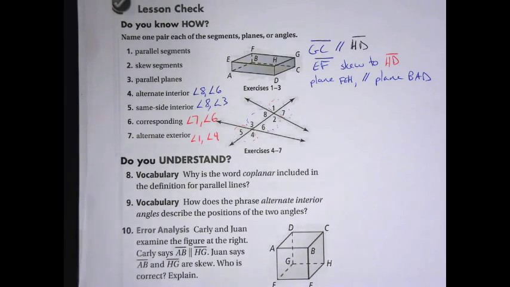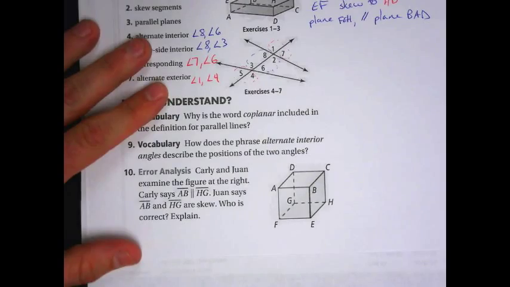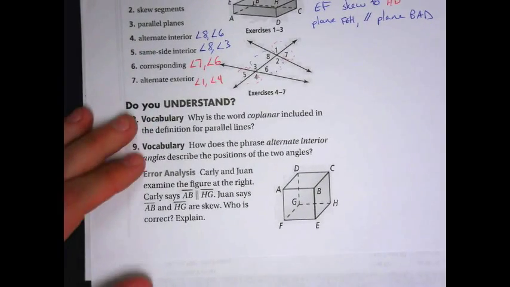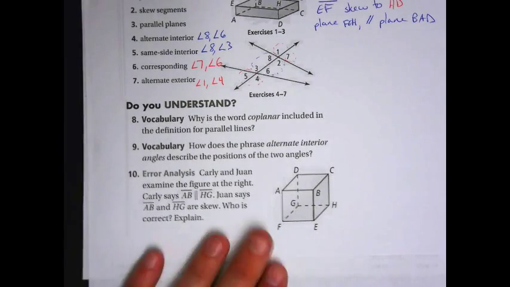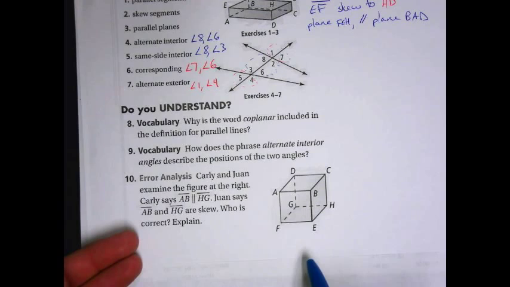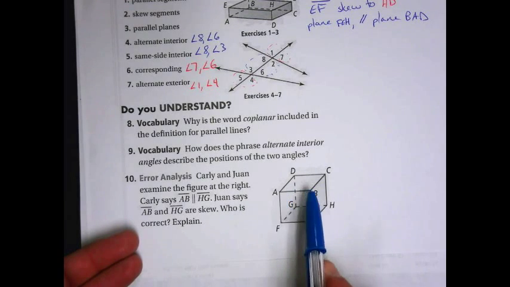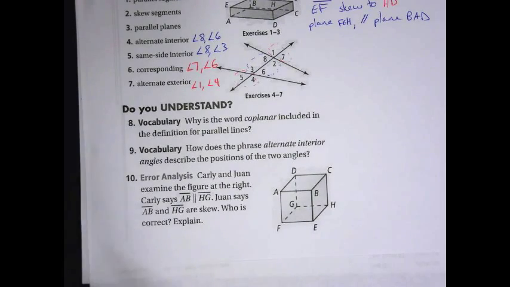Okay, so I'm going to wrap it up. We have the open-ended stuff. Feel free to write some words in there, especially number 10. Carly and Juan examine the figure to the right. Carly says AB, here's AB, is parallel to HG. Here's HG. Juan says, no way, dude. AB is skew with HG. Who is correct? And explain. Hopefully you know what is skew.